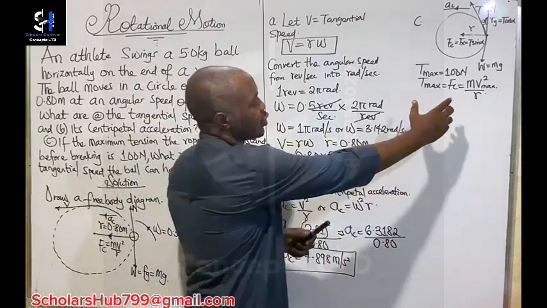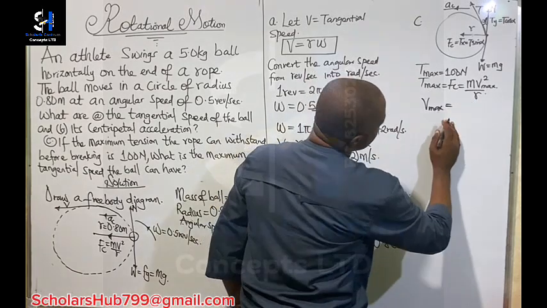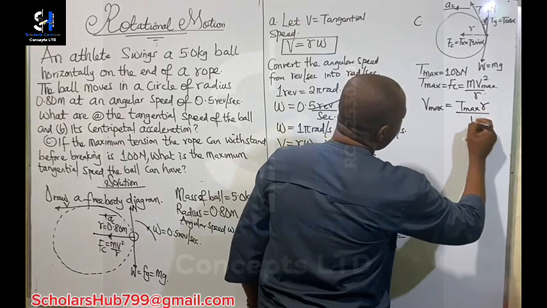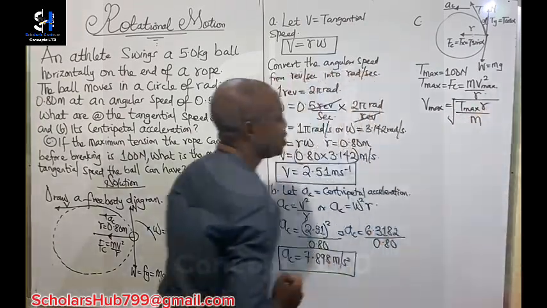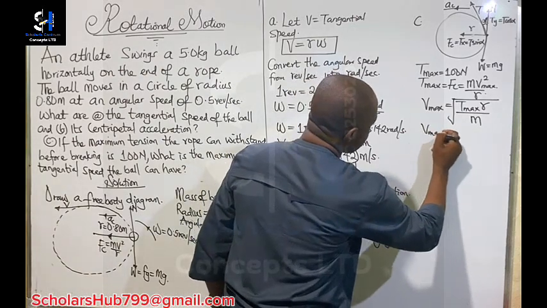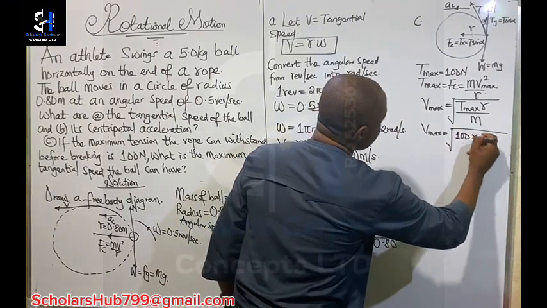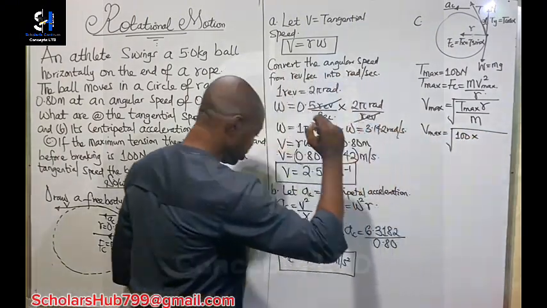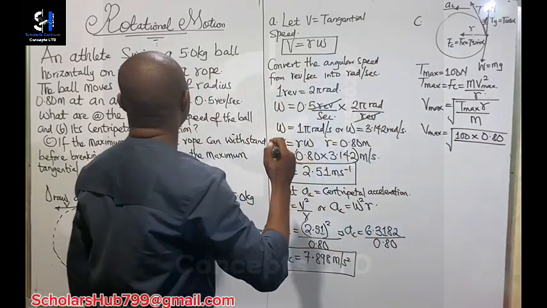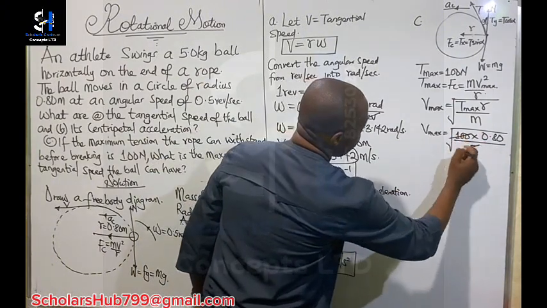Now let's rearrange this equation so that Vmax equals Tmax times R over M. That is the formula for V. So Vmax equals the square root of the tension, 100, multiplied by the radius, 0.80, divided by the mass of the ball, which is 5. We know that 100 divided by 5 is 20.